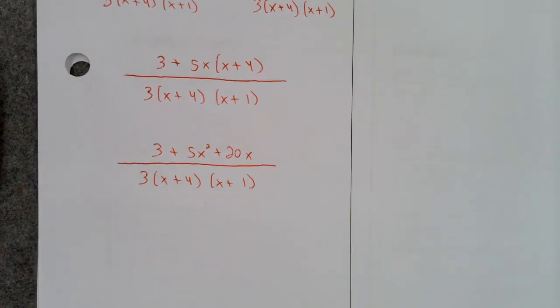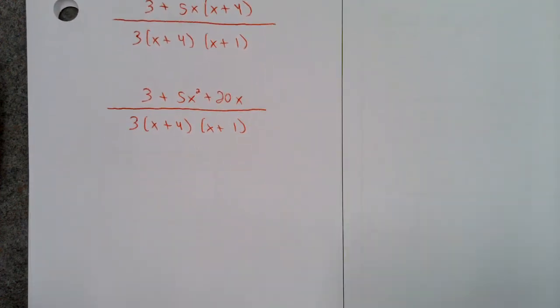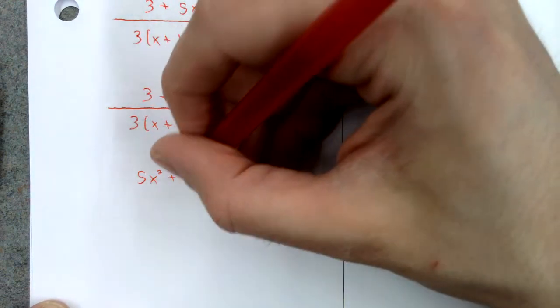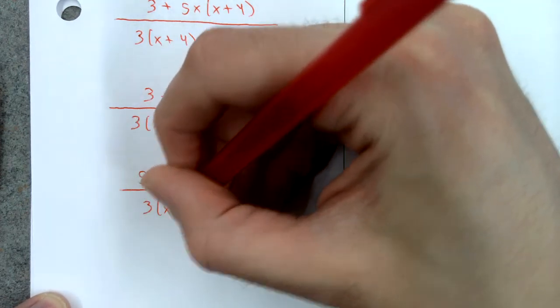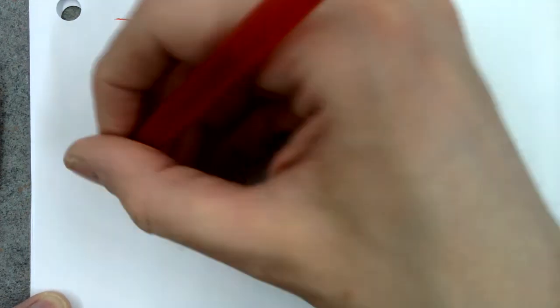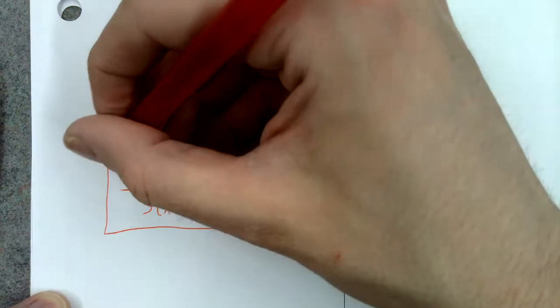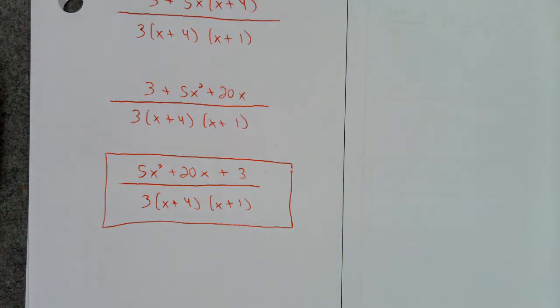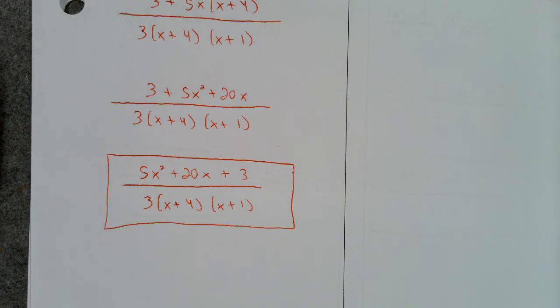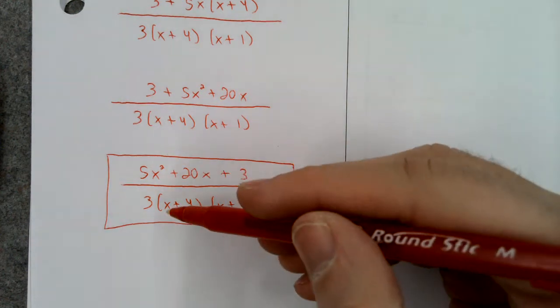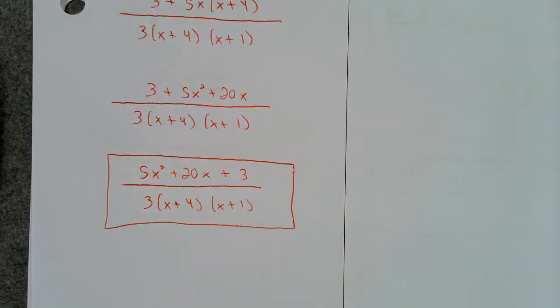And I like to put the numerator in standard form, so 5x squared plus 20x plus 3, over 3 times x plus 4 times x plus 1. You cannot factor the numerator anymore because you cannot find any factors that multiply to 15 and add to 20. So since I cannot factor anymore, I'm just going to leave it like that. The denominator can stay like this. That's okay. You don't have to actually multiply those out. You can leave it like that.